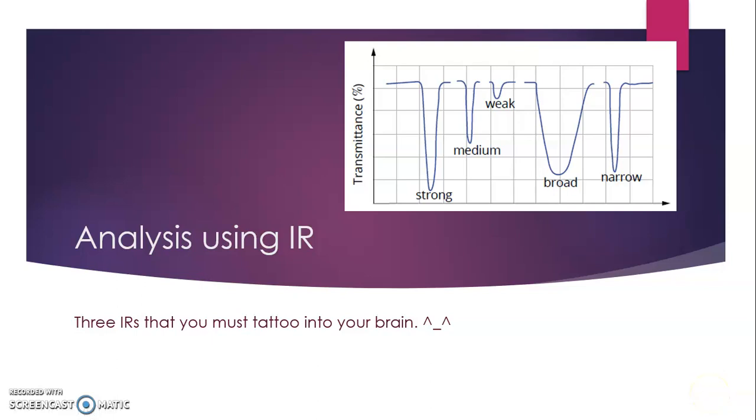VC Chemistry, Unit 4: using infrared spectroscopy to identify functional groups.